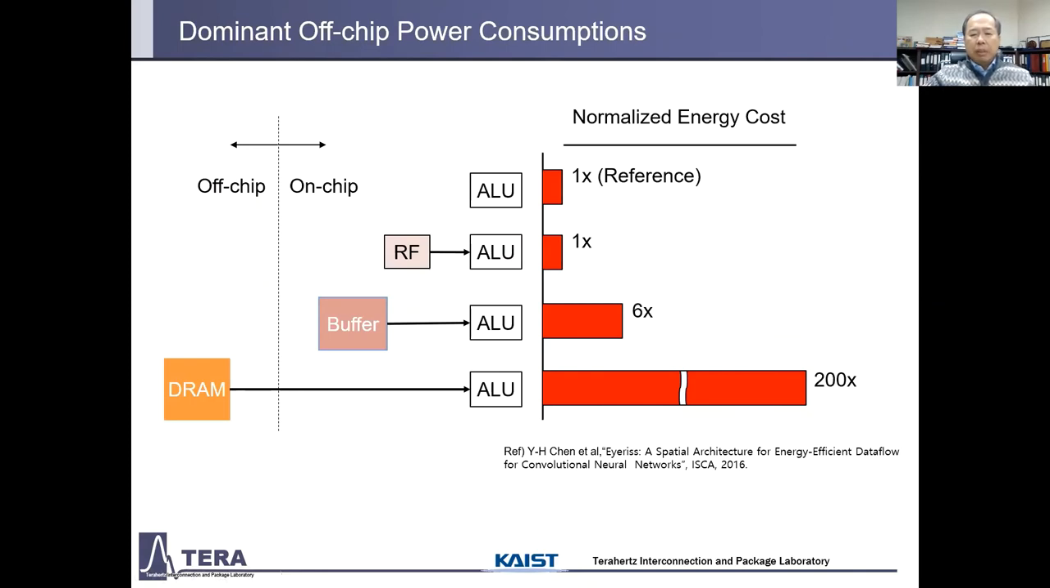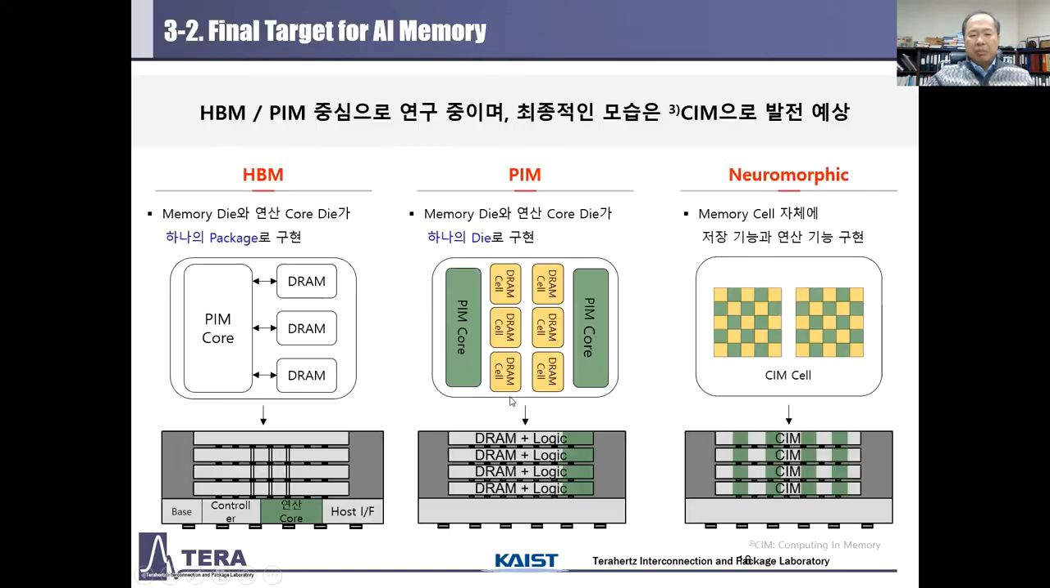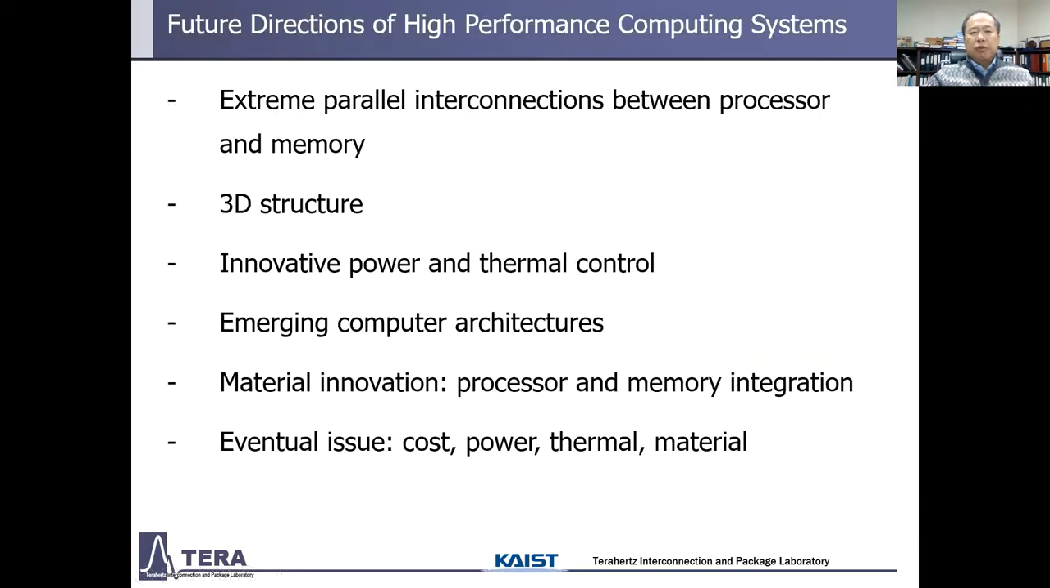There are some reports saying that much of the power consumption is between the DRAM and the processor, between off-chip and on-chip. So we have to minimize this power. It would help if we had memory processing inside the chip, but that is not the case in our GPU design. Currently, most of the power consumption occurs in the data transmissions between the DRAM and the processor. So this is the future direction of high-performance computing systems.